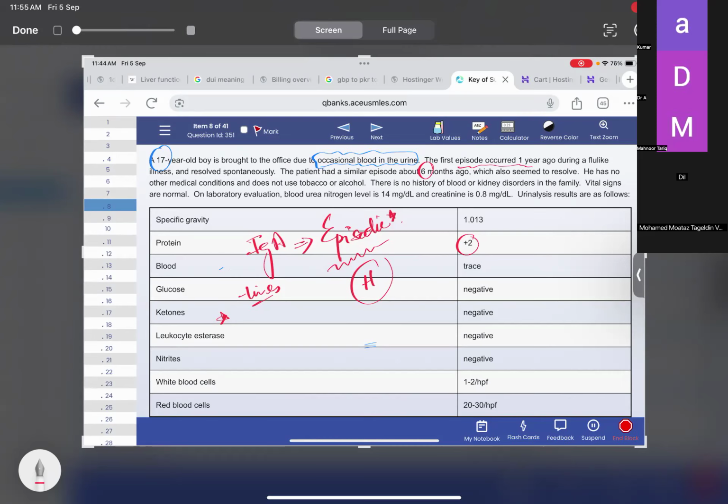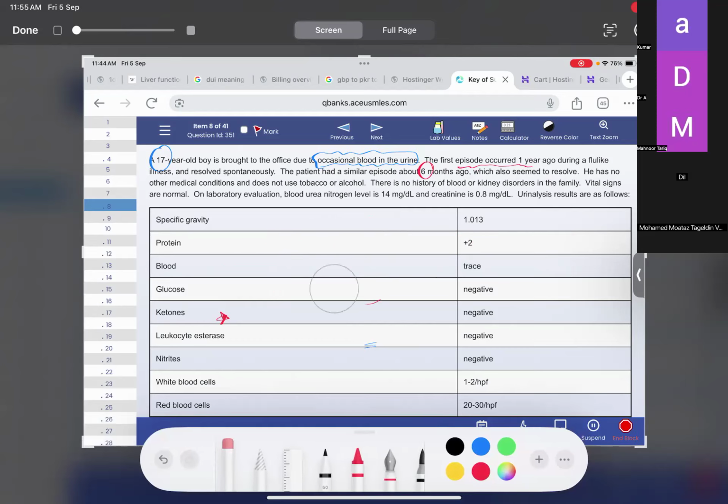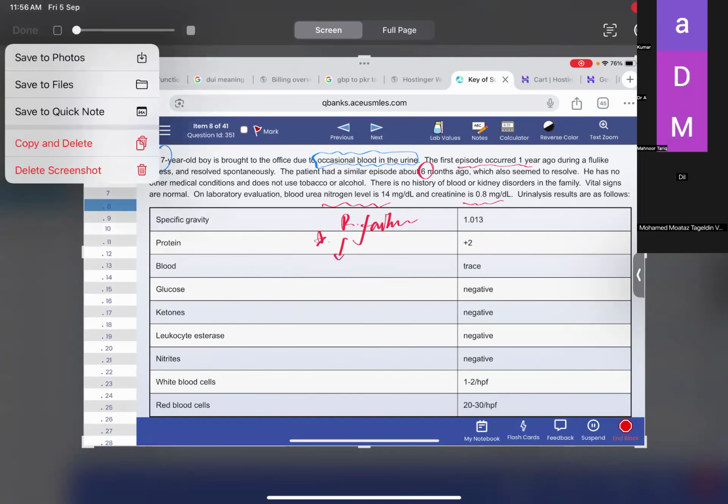He has no other medical conditions. There is no history of kidney disease in the family. Vital signs are normal, and I have told you in nephritic what you will see: the BUN levels here are normal, but they will increase in case of renal failure. If the nephritic syndrome is going more aggressive, it will cause renal failure.